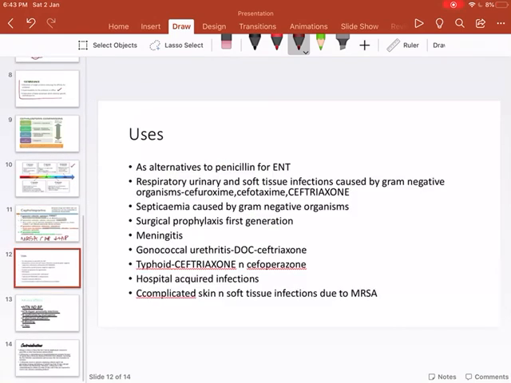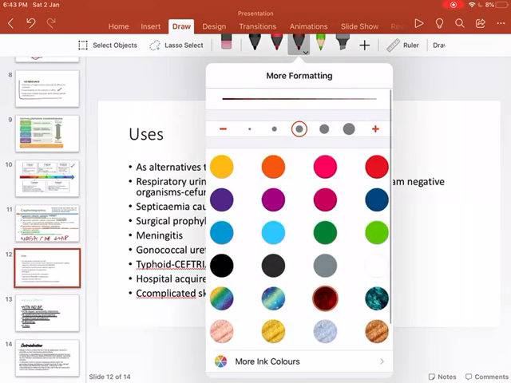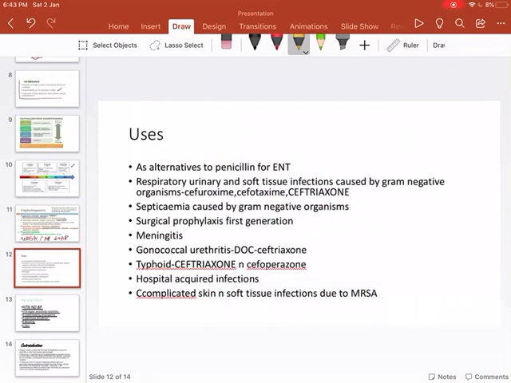Now talking about uses. The cephalosporins are used as alternatives to penicillin for ENT. And they are used in respiratory, urinary and soft tissue infections which are caused by gram-negative organisms. Mainly cefuroxime, ceftriaxone and cefotaxime are used against these infections.